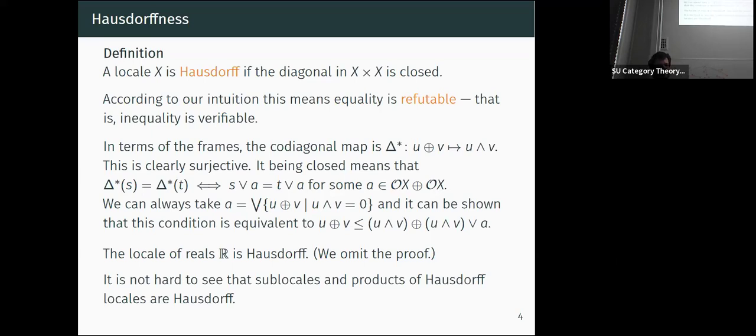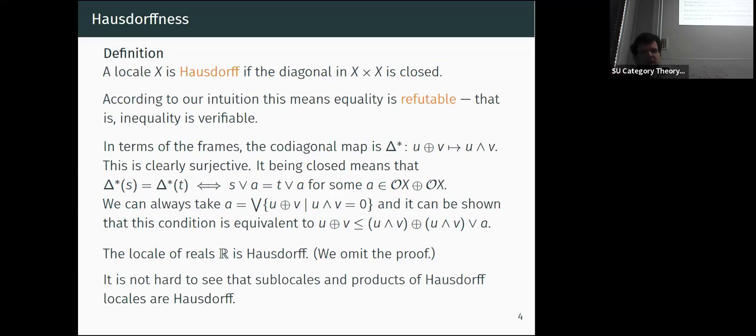And it's also not very hard to see that sublocales and products of Hausdorff locales will be Hausdorff. For a sublocale, the idea is if you have a sublocale of X, call it S, then S times S will be a sublocale of X times X, and the diagonal will restrict to the diagonal of the sublocale, and so everything will still be closed.